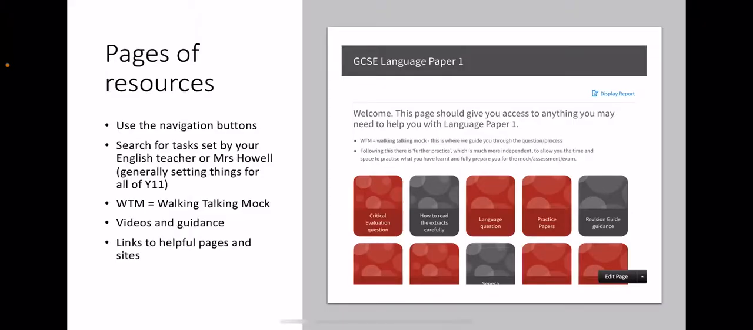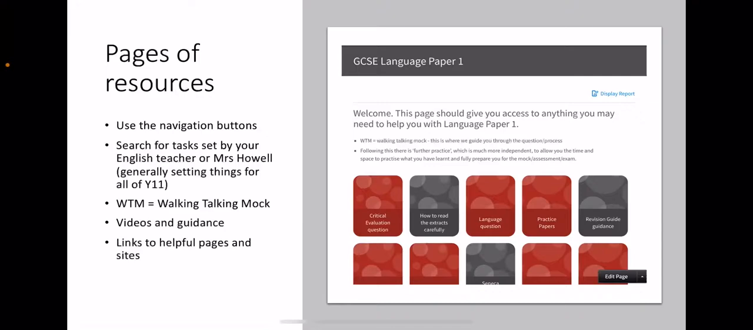Okay, you've probably noticed quite a few Firefly tasks from me, Mrs. Howell. And we've got pages and pages of resources to help you. Now, this isn't supposed to be overwhelming. This is supposed to be helpful. So use your navigation buttons. If you search in your tasks for tasks set by me or your English teacher, I'm generally setting things for Year 11 right now and Year 10, then you'll notice I've given you links to our GCSE pages. I've reworked these over recent weeks, so everything is quite logically structured.